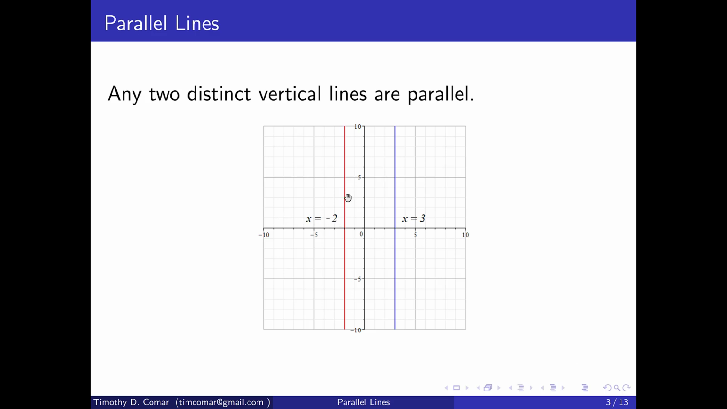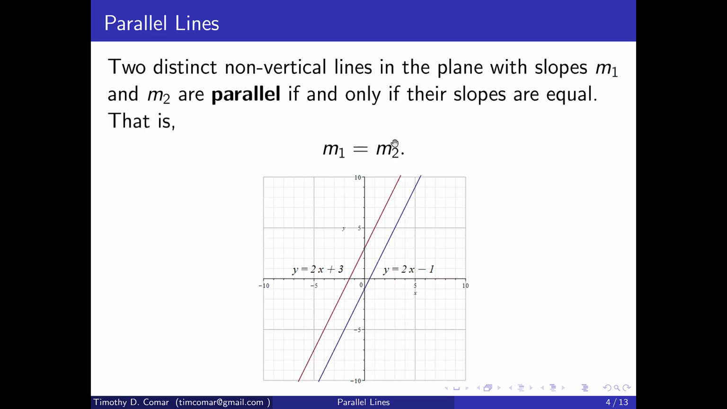Here we have x equals -2 in red and x equals 3 in blue, and those are two vertical lines. Two distinct non-vertical lines in the plane, with slopes m1 and m2, are parallel if and only if their slopes are equal. That is, m1 equals m2.